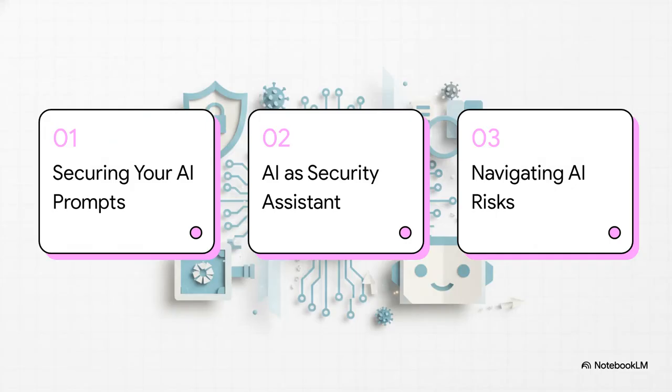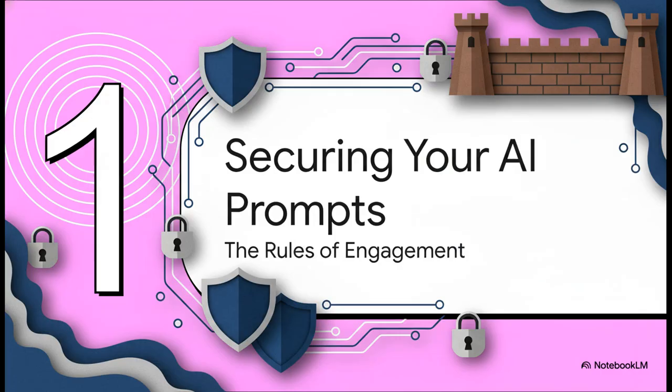So here's how we're going to break it all down. First up, we'll cover how to secure your prompts, the basic rules of the road. Then we'll get into the fun stuff, how you can actually use AI as a powerful assistant. And finally, we'll talk about how to navigate the risks that come along with it. Okay, let's jump right into section 1, securing your AI prompts. Before we can even think about all the cool things we can do, we have to cover the essential rules of engagement. This part is critical.